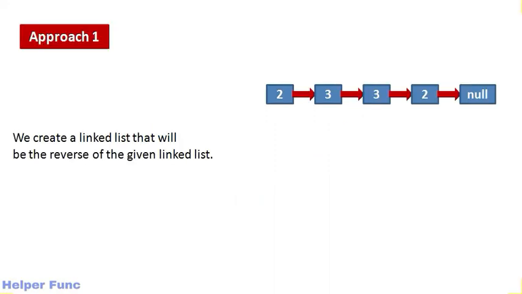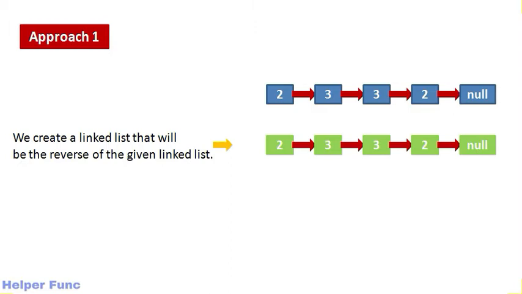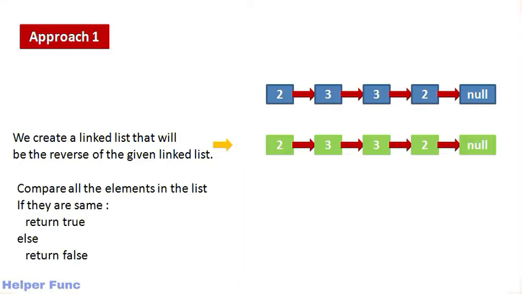Now one approach to solve this problem would be, we create a linked list that will be the reverse of the given linked list. And now if the list is a palindrome, then these two linked lists must be the same. So in the next step, we will compare all the elements in the list. And if they are all the same, we will return true, otherwise we return false. So for this example, as they are all the same, we will return true.